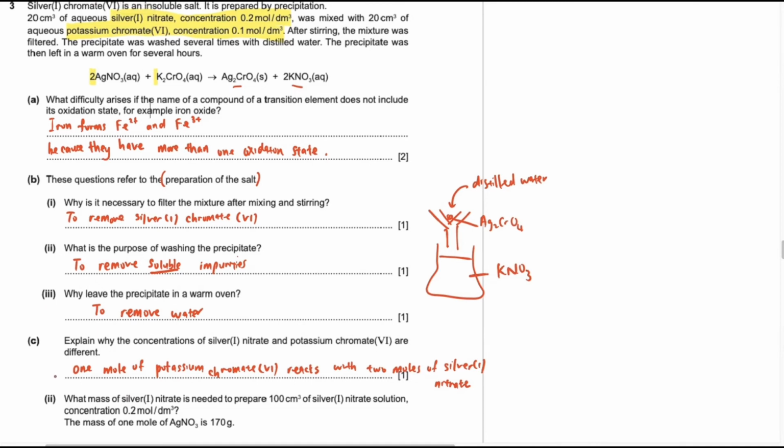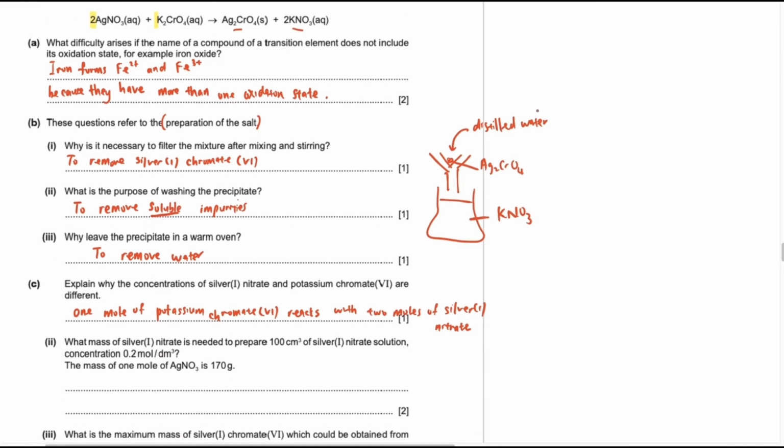Now C part 2, it seems like they're asking for the mass. What mass of silver 1 nitrate is needed to prepare 100 cm cube of silver 1 nitrate solution, concentration 0.2 mole per dm cube. The mass of 1 mole of silver nitrate is 170 gram.